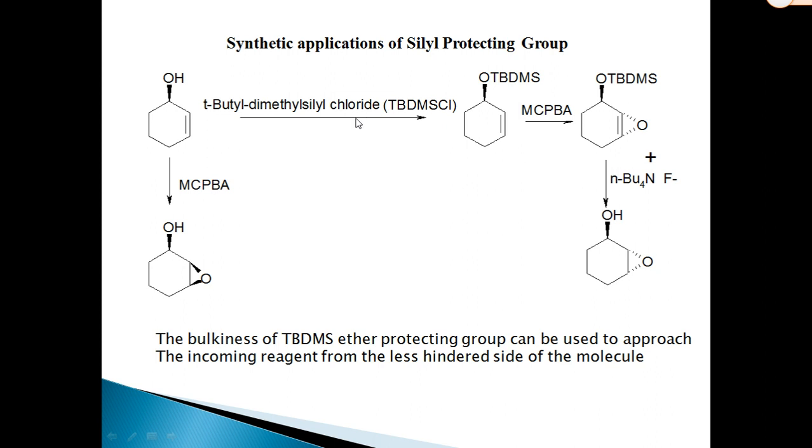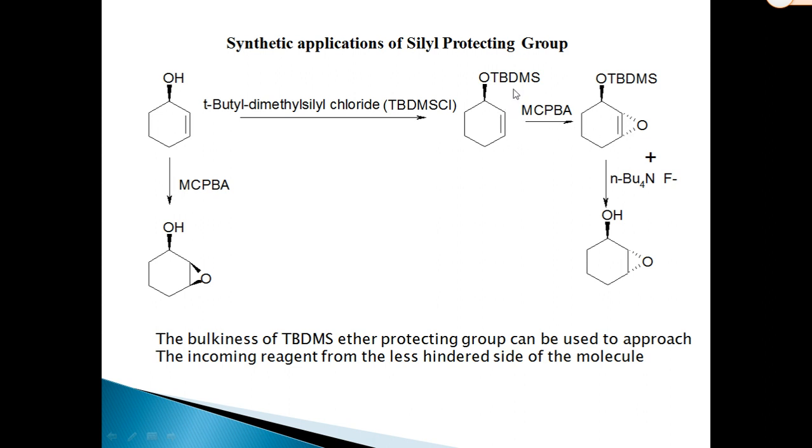This is the short form of tertiary butyldimethylsilyl chloride. HCl is removed and there is a formation of tertiary butyldimethylsilyl ether. This is the protecting group. Now this tertiary butyldimethylsilyl ether, on reaction with meta-chloroperbenzoic acid, gives epoxidation.